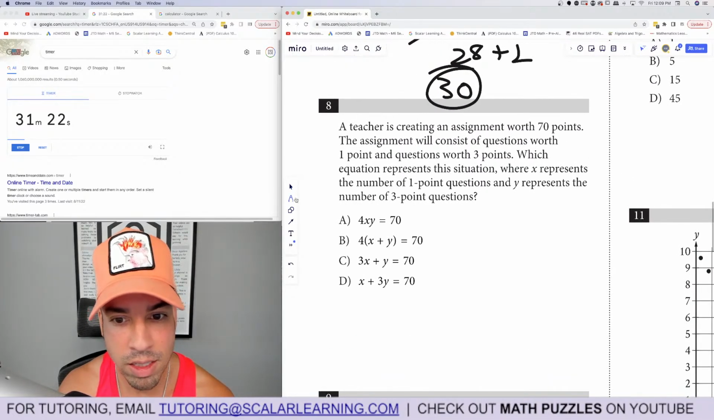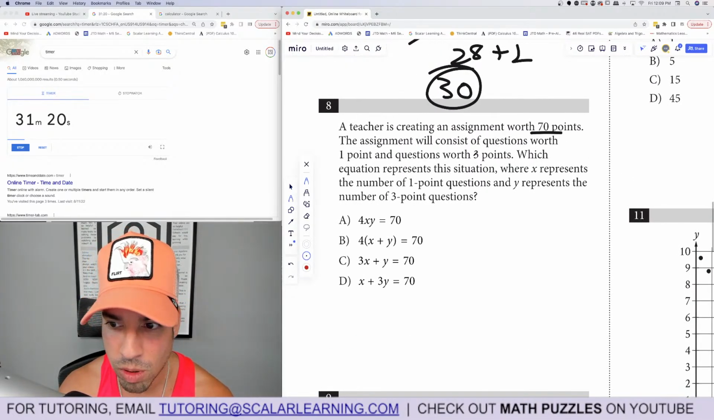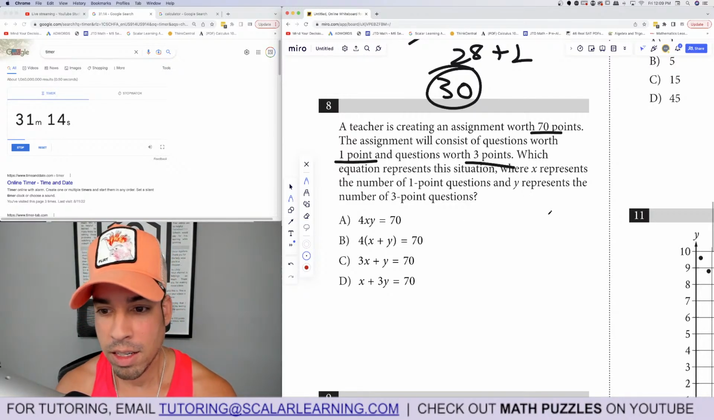So now number 8, a teacher is creating an assignment worth 70 points. The assignment consists of questions worth 1 point and 3 points, right? Which equation represents the situation? Got it. Okay. Again, here's the deal, right?